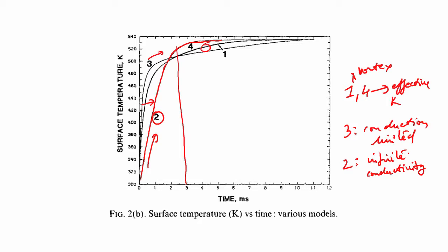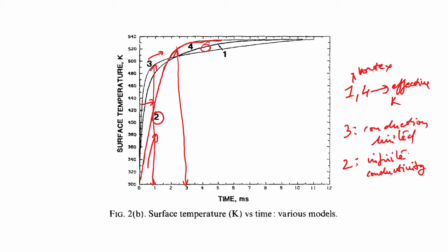Whereas on the other hand, 3, which is the conduction limited model, goes to that surface temperature at a much smaller time. This is also obvious, think about it, because the entire droplet is now at the same temperature. But the heat that you are supplying is still the same, isn't that so? It is still Ts minus T infinity from the gas phase, whatever is conducted into the liquid.